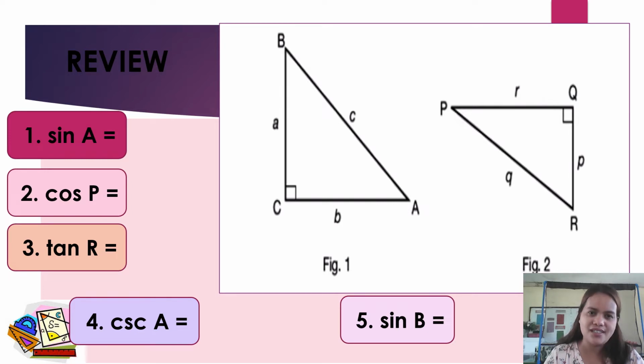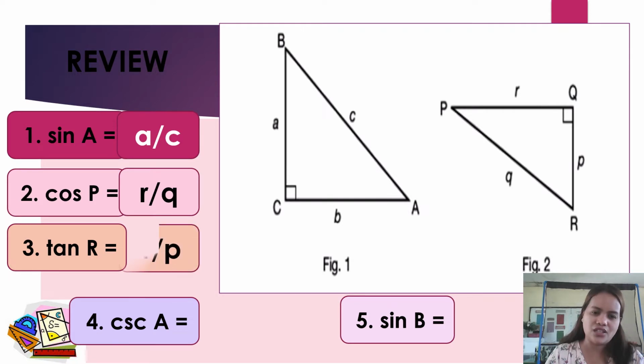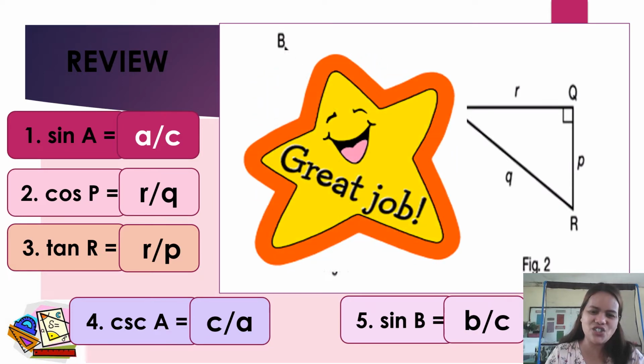Okay, let us now check. For sine A, that is A over C. Cosine P, R over Q. Tangent R is R over P. Cosecant A is C over A. And sine B is B over C. Okay, did you get it correct? Great job. Let us now proceed to the next slide.